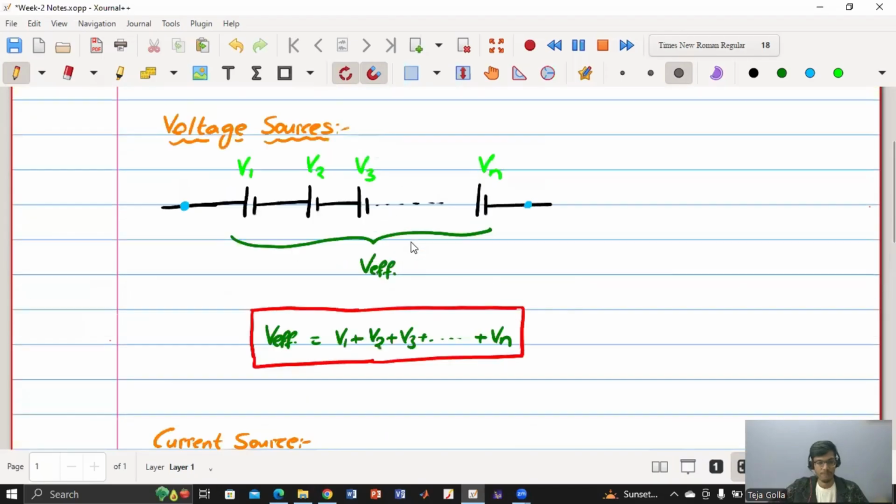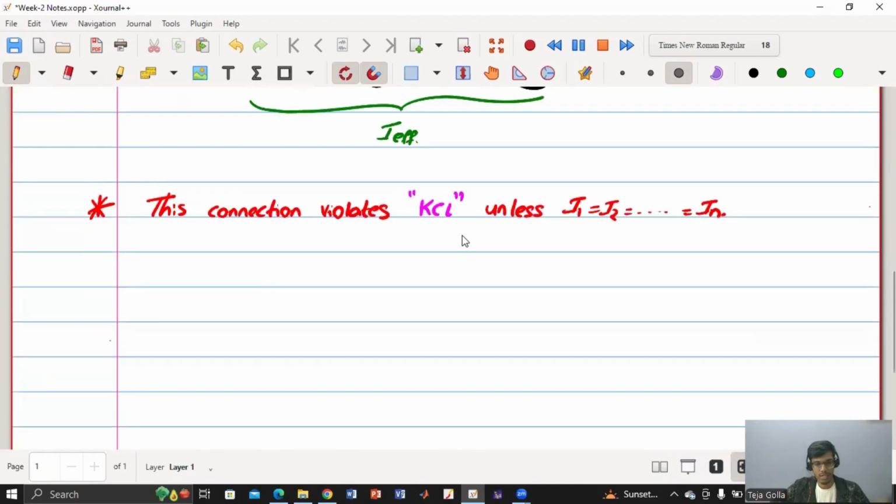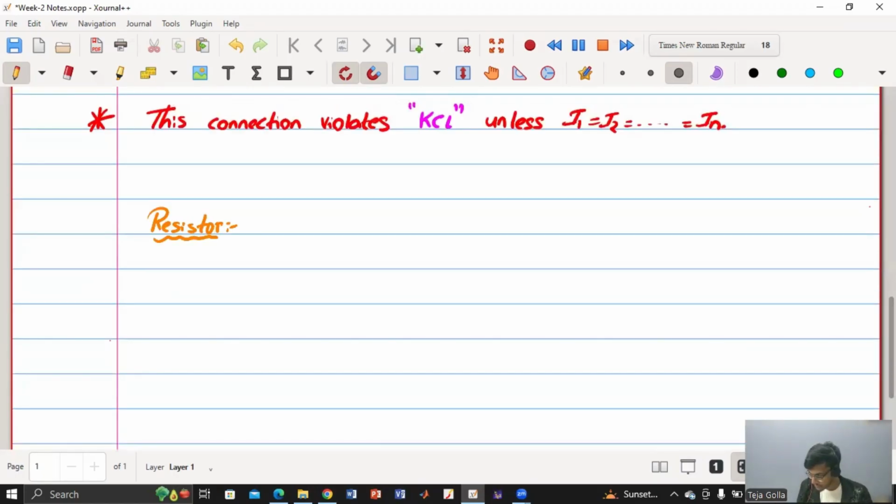So till now we have connected voltage sources in series and then current sources also in series. Now we'll go to the elements that we know: resistor, capacitor, and inductor. So we'll start with the resistor. So let me consider one circuit where I have R1, R2, R3 up to so on Rn. Okay. So this is R1, R2, R3, and Rn.